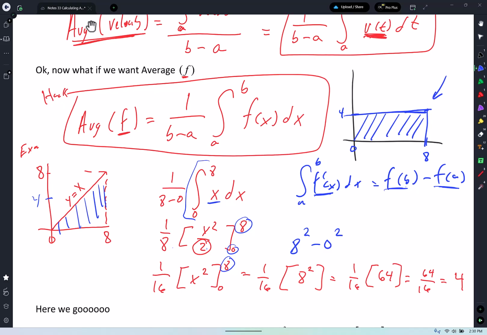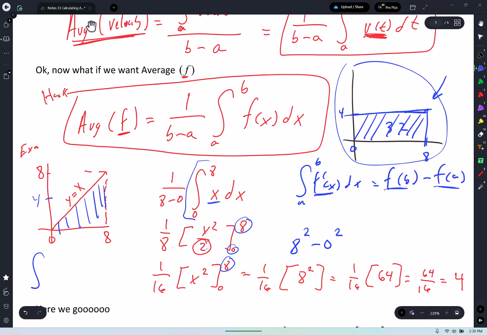So the average value for this one right here that I just drew, with the x-axis and y-axis in black, is always 4. Yes or no? Check it out. This area under this curve, 8 times 4, what's that? 32. Check it out. This area under this curve is also 32.